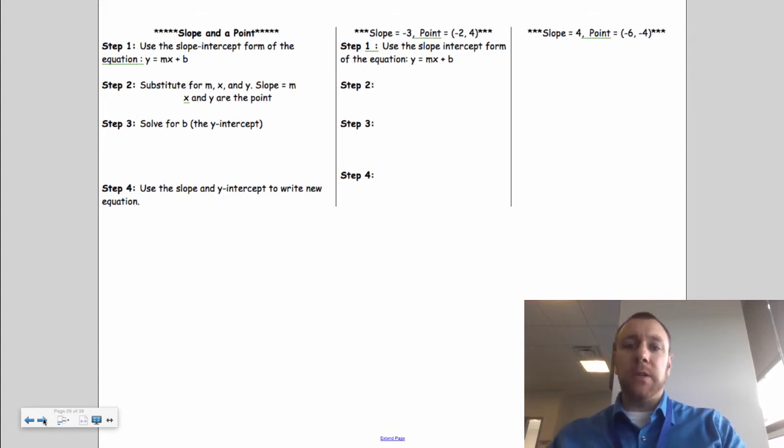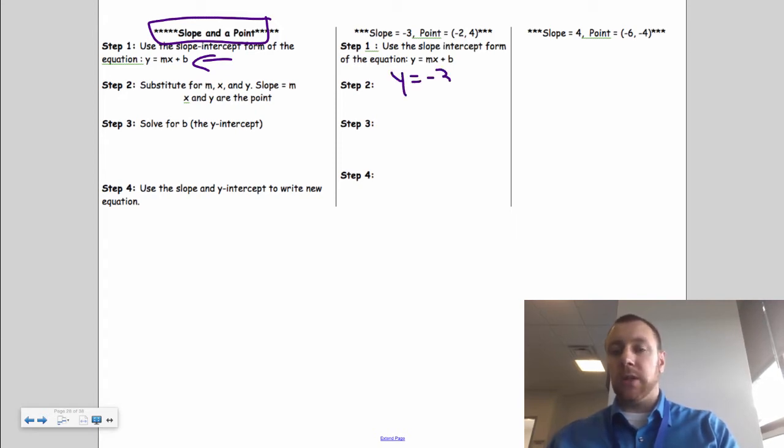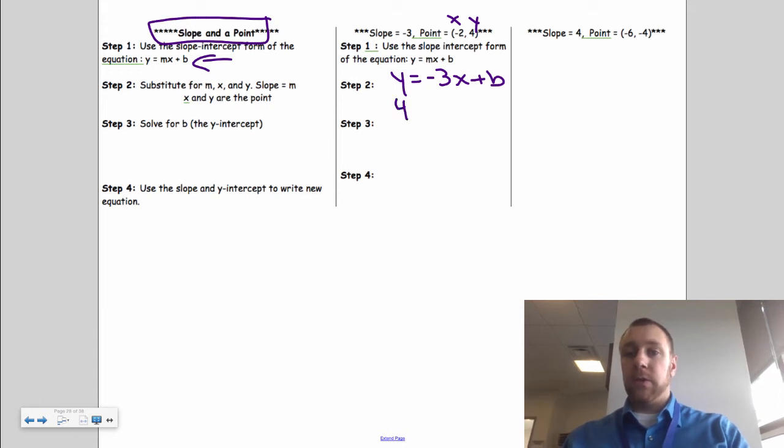The second one is when you're given a slope and a point. Slope is your m, right? So you're going to plug in your m for the y equals mx plus b. So in this case, the slope is -3. So I'm just going to write y equals -3x plus b. Now I have a point, and I'm going to label that x and y, and plug those in. So it's going to be 4 equals -3 times -2 plus b. So now I can solve for b.